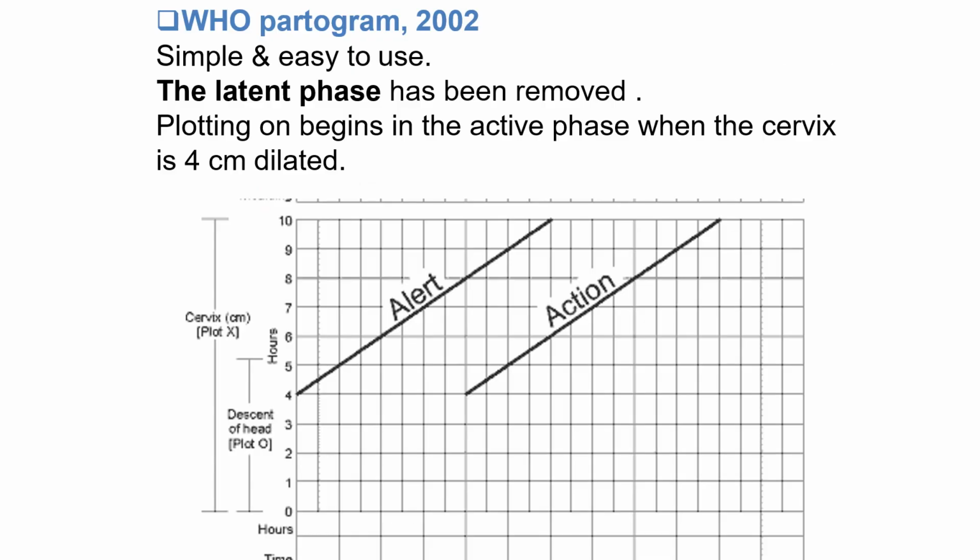And here you just see the WHO partogram. Here they have removed the latent phase, so it is starting from the active phase, that is from the 4 centimeter dilatation of the cervix. So it is easy for you. Only you just see whether the cervix is 4 centimeter dilated, and from that time onwards you can start to mark the partogram. So assume that at 9 o'clock you have seen a mother.